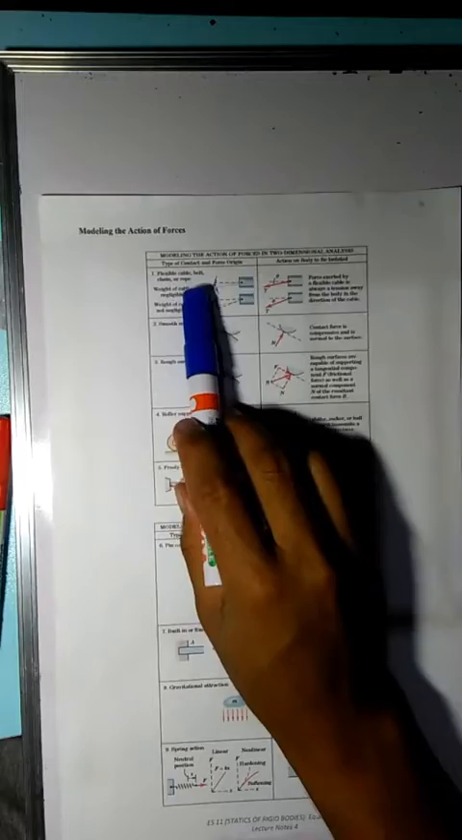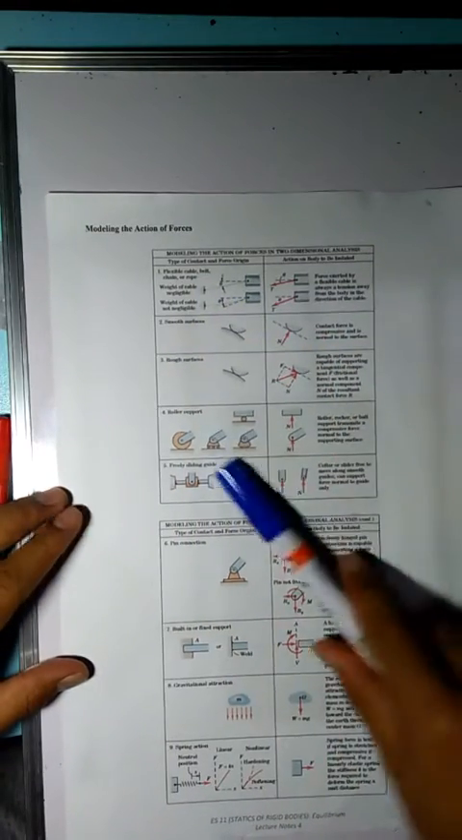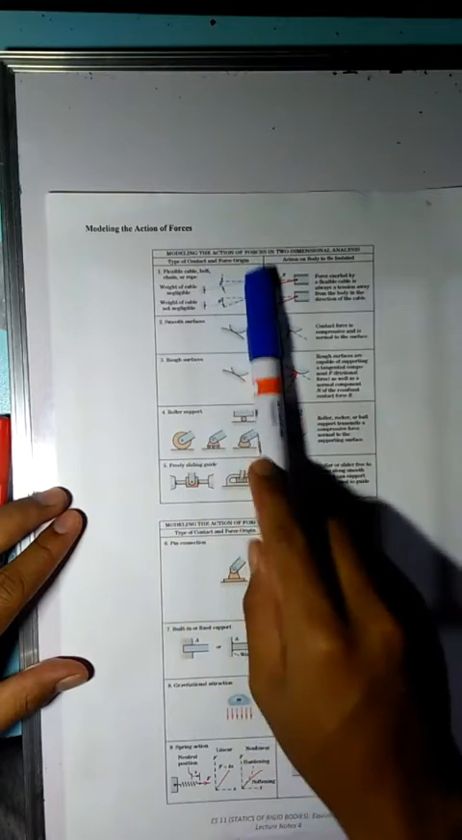So this is our second video in equilibrium. Meaning to say, this video is a continuation of our discussion in equilibrium, which is your lecture number 4. Okay? Sa video na ito, ang pag-uusapan natin is about the different types of supports or modeling the action of forces in two-dimensional analysis. Sa first column, as you can see, yan yung type of contact and force origin.